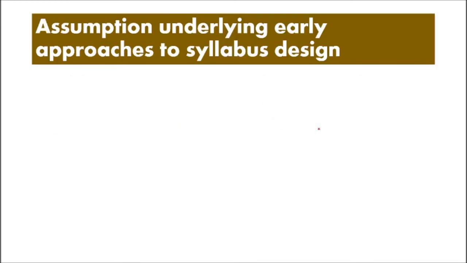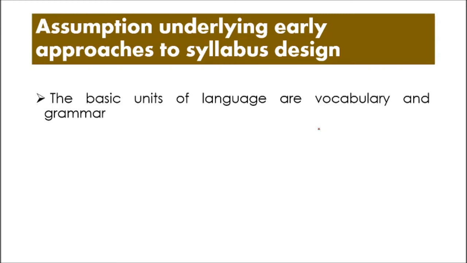We can now examine the assumptions behind the approaches to syllabus design that emerged in the first part of the 20th century, and in the process reveal the limitations that subsequent directions in syllabus design sought to address. The first one is that the basic units of language are vocabulary and grammar. As you can see, based on our previous discussion, the teaching of English largely depends on vocabulary and grammar. So these are the assumptions.